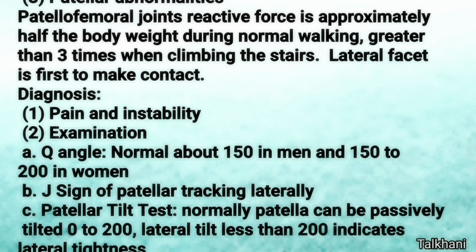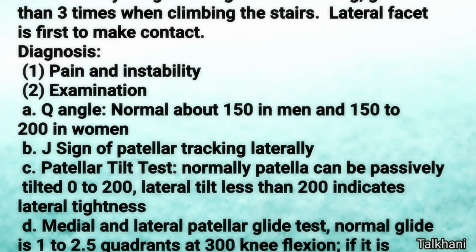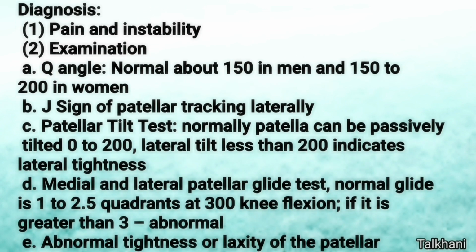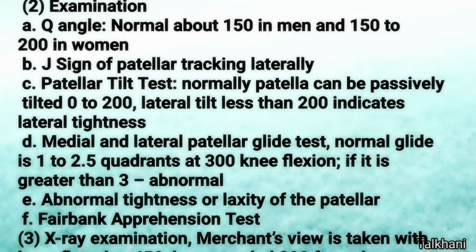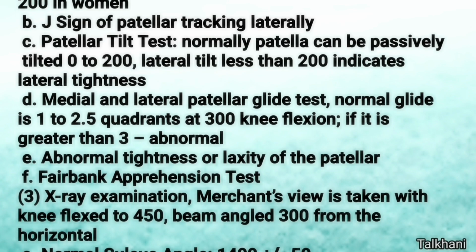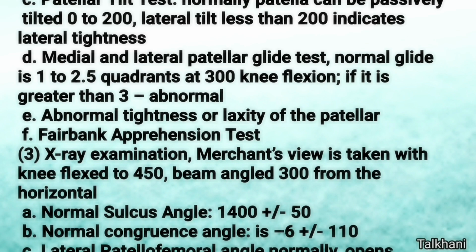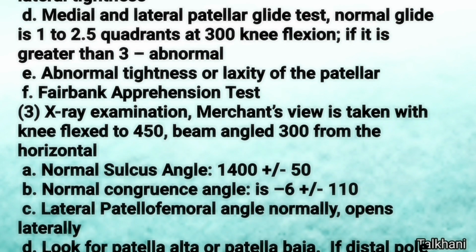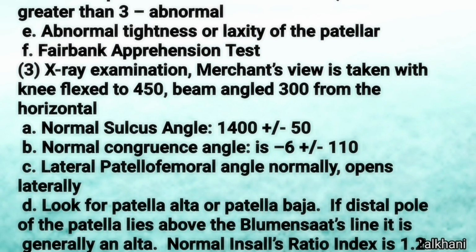Diagnosis of patellofemoral disorders: number 1, pain and instability. Number 2, clinical examination in patella malalignment is as follows. Normal Q angle is about 15 degrees in men and 15 to 20 degrees in women. J sign is patella tracking laterally during the terminal phase of extension. Patella tilt test. Normally, patella can be passively tilted 0 to 20 degrees. Lateral tilt less than 20 degrees indicates lateral tightness.